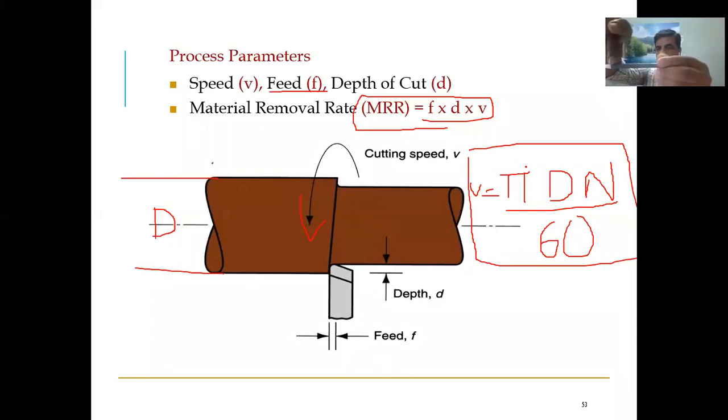Otherwise, if we keep it here, only this portion will be cut, right? So you have to cut this whole thing, reducing the 20 mm material to 10 mm. So what we need to do is introduce the cutting tool here and move this cutting tool parallel to the axis of rotation.